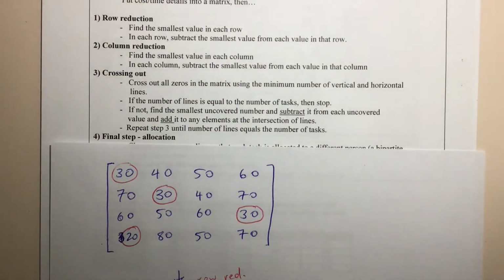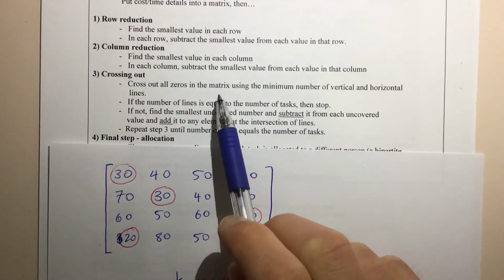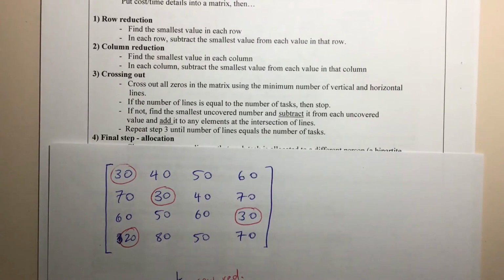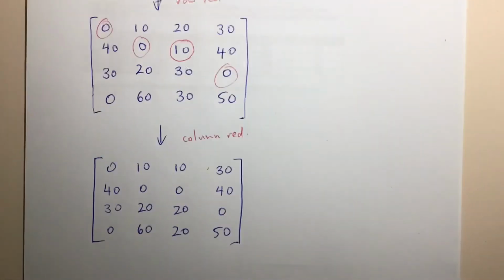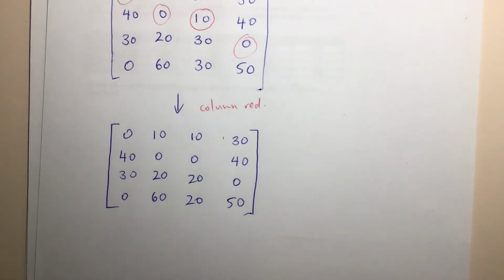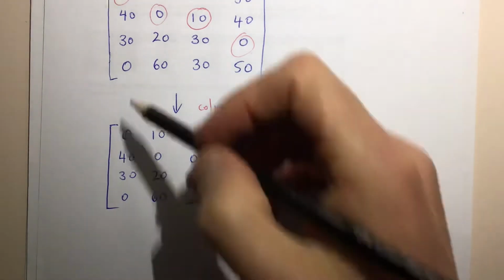The crossing out step says that we're going to cross out all the zeros in the matrix using the minimum number of vertical and horizontal lines. So the idea here, and these zeros are very important in this process, is that we're going to try to cross out all of the zeros in the matrix using as few lines as possible. And they have to be vertical or horizontal lines. So what you'd aim to do is cross out as many zeros in one line as you can.